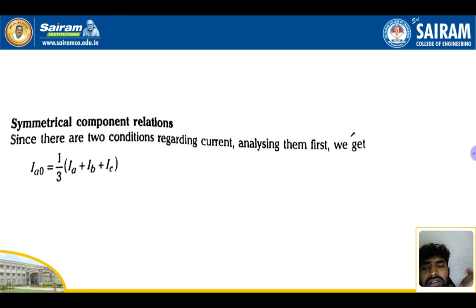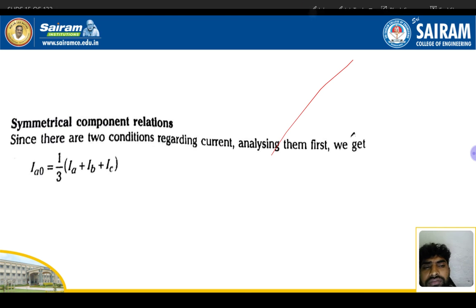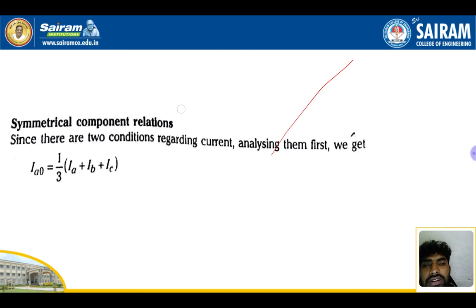So everybody knows, this is common for all the faults. And if you want to do the calculation, just substitute the values. 1 by 3 into 0 is IA, right? Because there is no output connection on the unloaded generator. So IB minus IC.